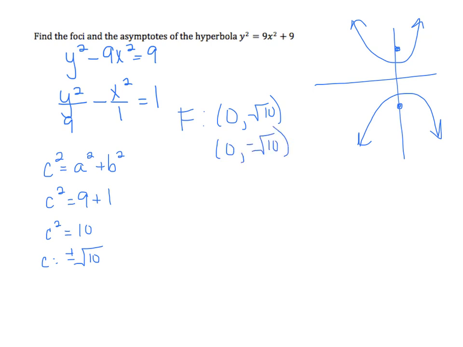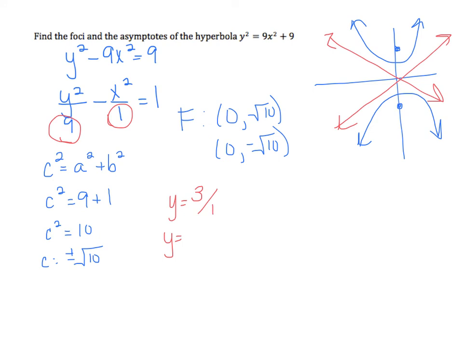Then, for the equations of my asymptotes, they'll both be y equals, you take what's underneath y, square root of that, so that's 3 over what's underneath x, 1, times x, and the negative. So it's okay with me if you write these equations, and you should, as 3x and negative 3x.